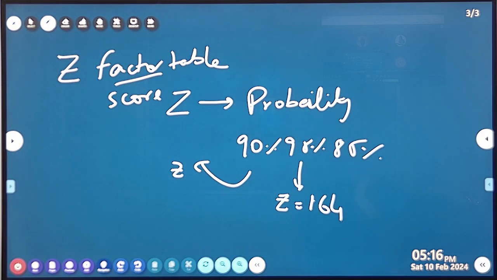Here the probability is 95%, right? So you have to look for 0.95. Here it is, 0.945 and 0.95. This is 1.6, and then this is 0.04, so 1.64. After that it is crossing 0.95, so he has taken 1.64. This is a universal table.